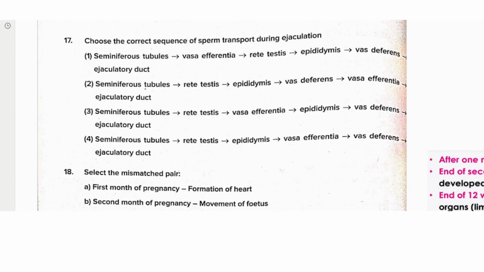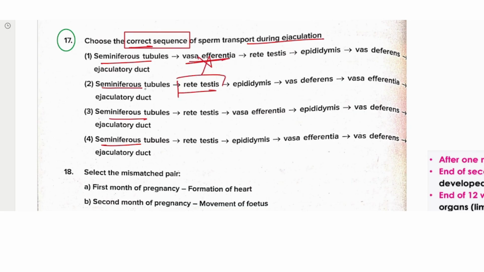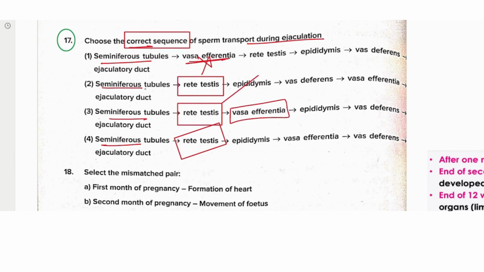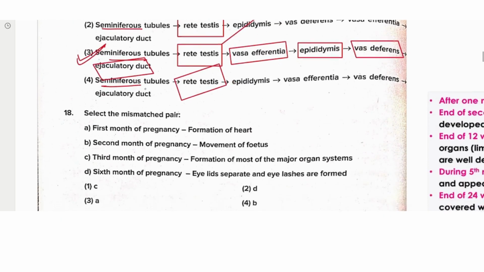Next, question number 17 asks for the correct sequence of sperm transport during ejaculation. Seminiferous tubule first. Then after that, vasa efferentia is said to be there, but rete testis should be there. After that, the epididymis will not come directly. First the vasa efferentia will come, then the epididymis, then the vas deferens, and then the ejaculatory duct. The third option gives the correct series.